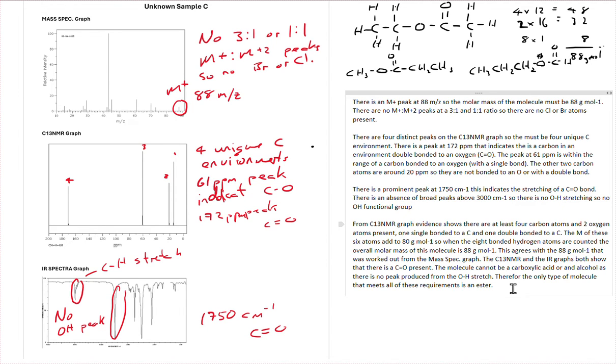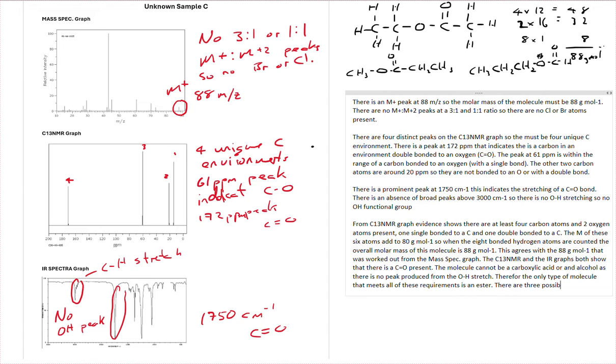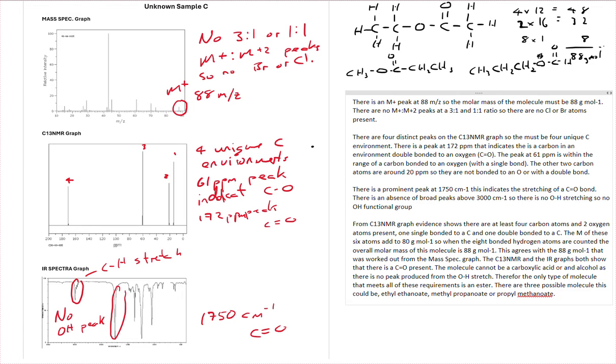So there are three possible molecules. This could be, at the top: methyl methanoate, no, ethyl ethanoate, methyl propanoate, or propyl methanoate. Now you can either give the names or you can draw the structure out at the end.